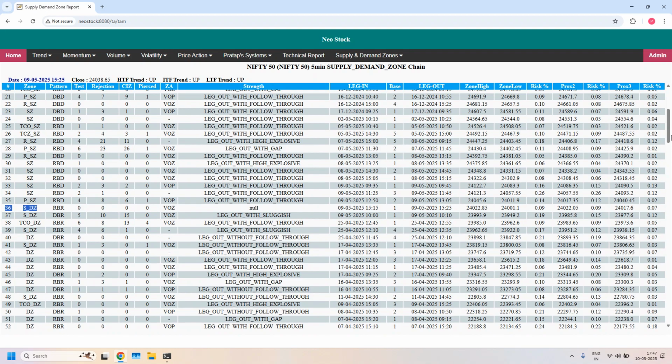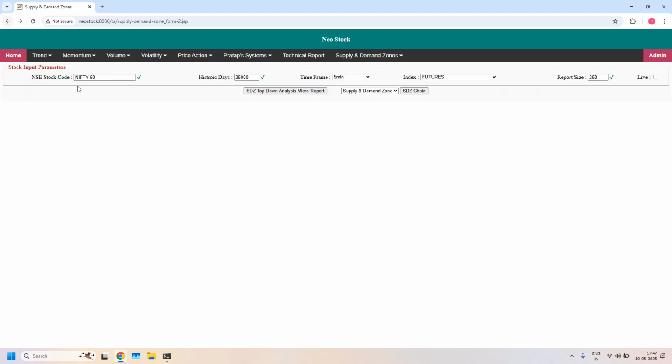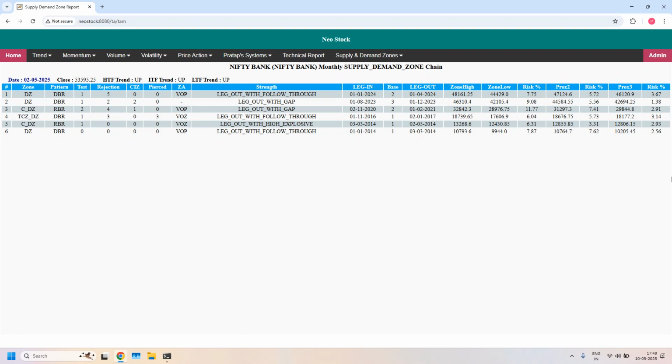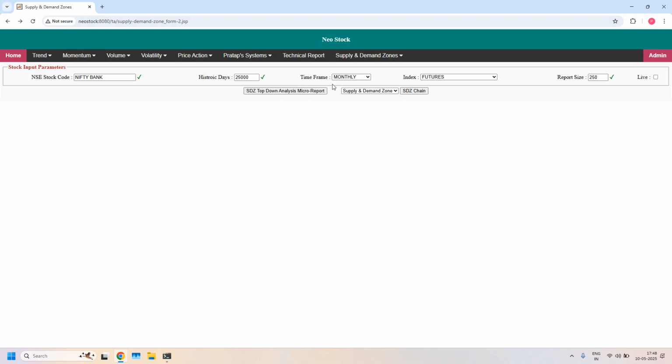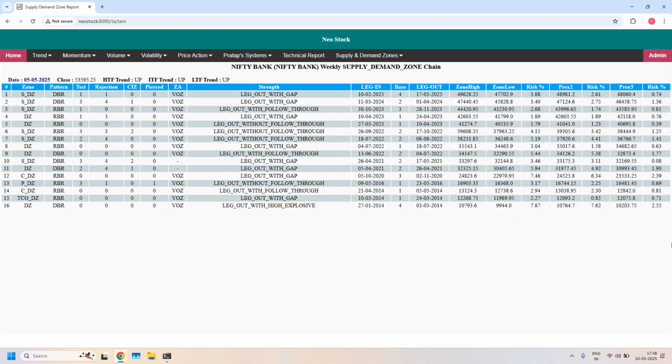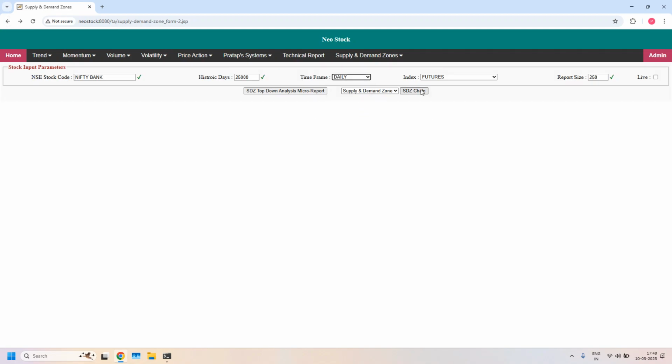Next, I will generate Bank Nifty supply demand zone chain. Nifty Bank is nothing but Bank Nifty, starting with monthly time frame, generating monthly supply demand zone chain for Bank Nifty. Next, generating weekly supply demand zone chain for Bank Nifty. Next, generating daily supply demand zone chain for Bank Nifty.